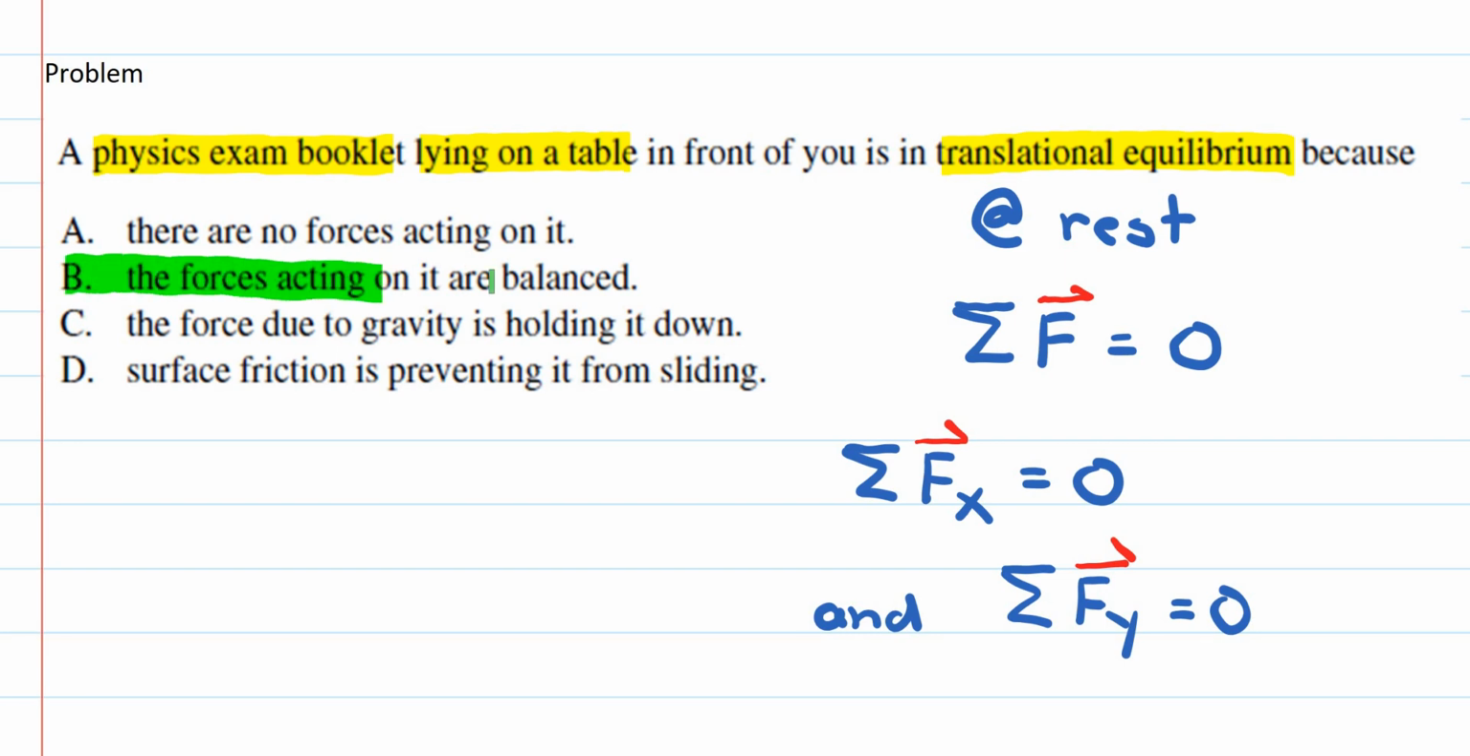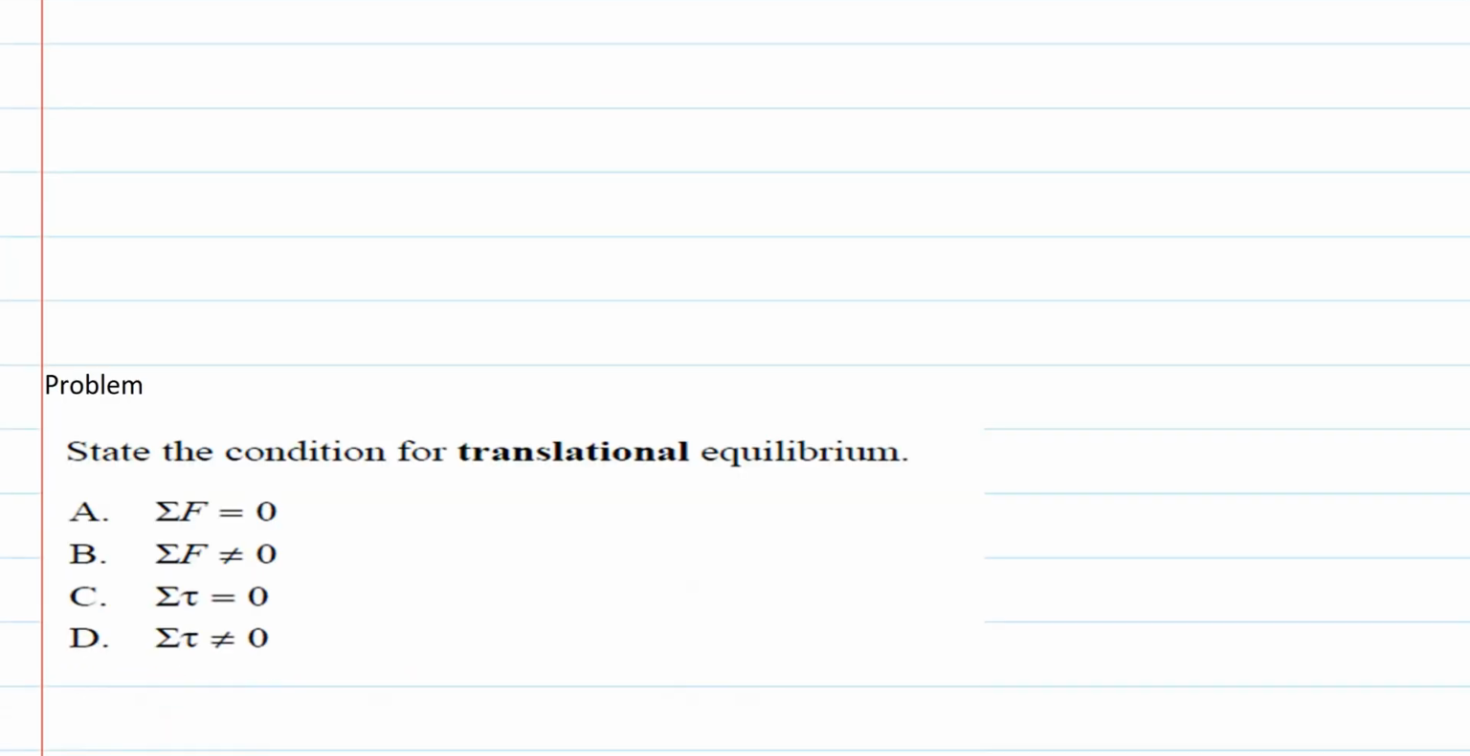The forces acting on it are balanced, and if the forces acting on the object are balanced, it means that it's not moving, it's at rest, and that literally means that all the forces acting on that object sum to 0. So that is the definition of translational equilibrium. All right, let's move on to the next question.